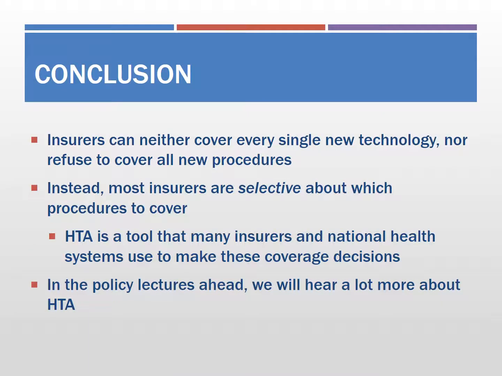So, coming to the conclusion of this chapter. Insurers in general could either cover every single new technology or refuse to cover all new procedures. Instead, most insurers are selective about which procedures to cover. Just like we talked about, the insurers, either public or private, are not stupid. They will not tell their clients that they will always cover anything they choose.